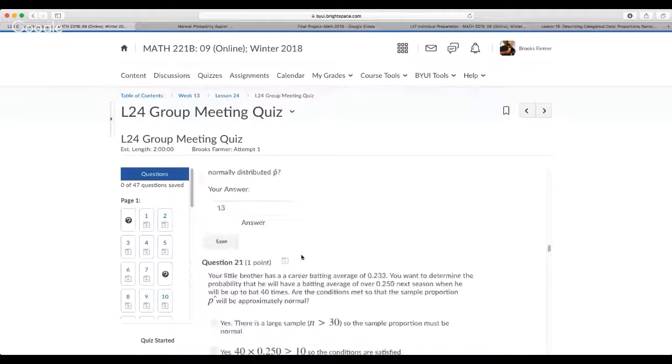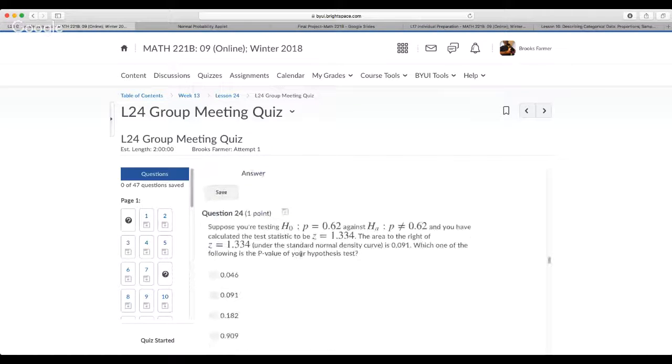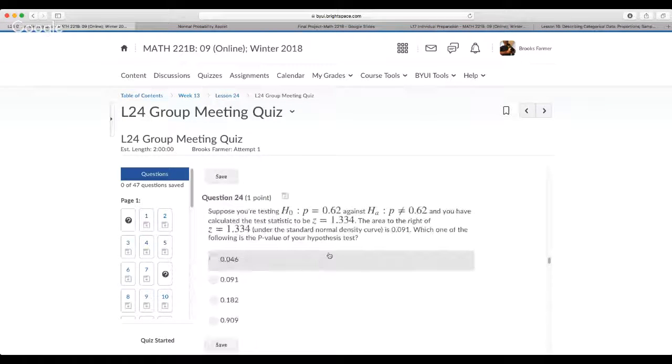So on the next one, did you get the next one? Give me one second. I'm pulling up 24 right now. They decided to go with 0.091, and I'm not going to lie, I don't really understand why, but give me one second to read this.